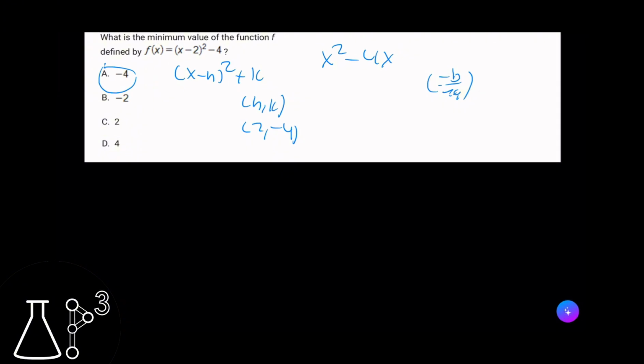So b equals negative 4, and negative 4 multiplied by negative gives me positive 4, divided by 2a, and in this case, a equals 1. So 4 divided by 2 equals 2, and that is my x value. As we can see, it corresponds over here.